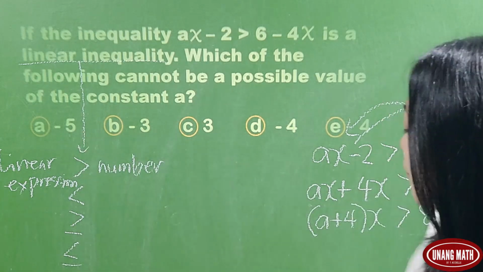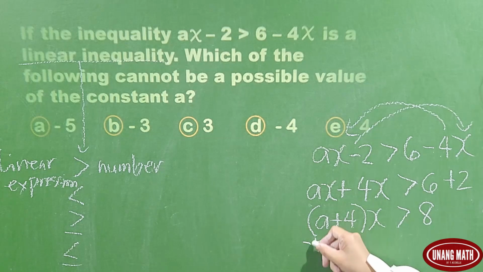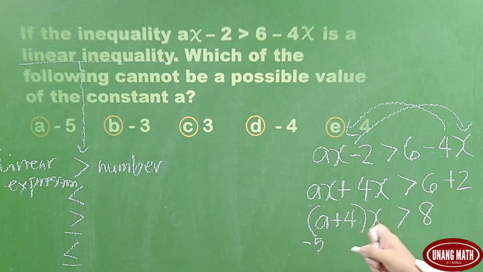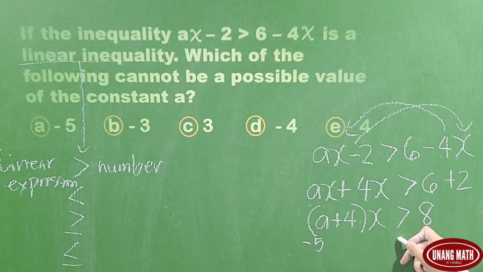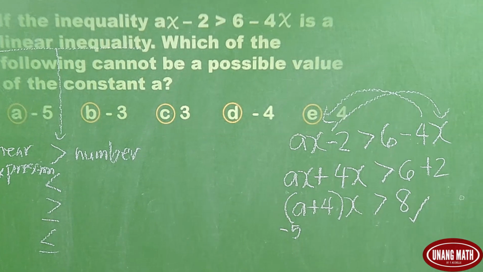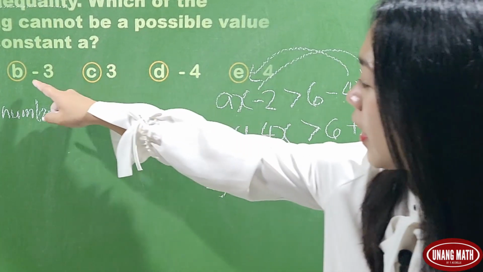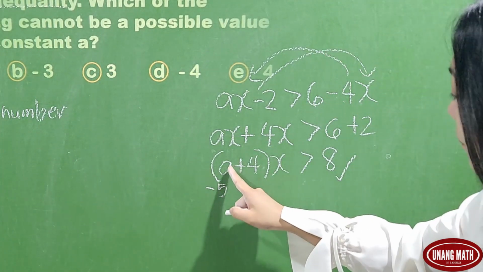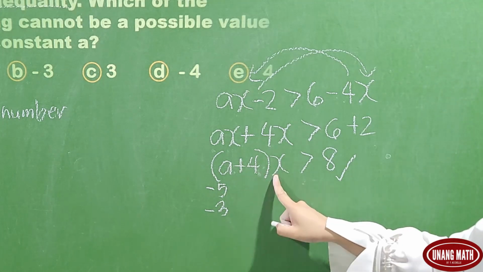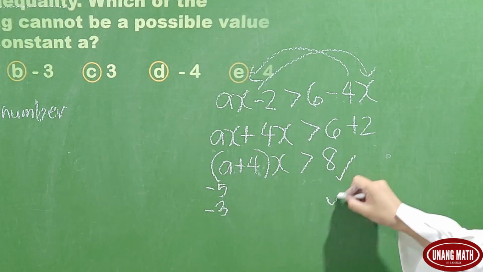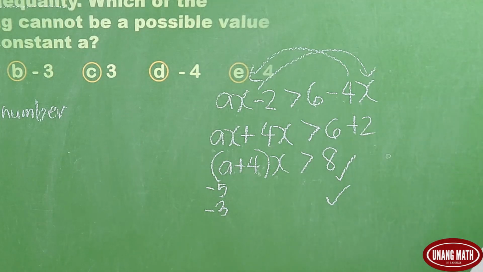If a is negative 5, so negative 5 plus 4, that's negative 1. So negative x, if we divide both sides by negative 1, x now is less than 8. So this is a linear inequality. What about if a is negative 3? Negative 3 plus 4 is 1. So x is greater than 8. This is also a linear inequality.